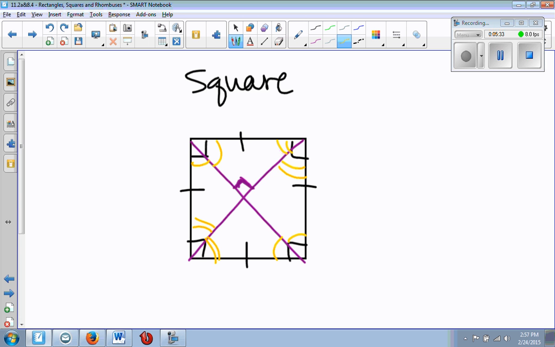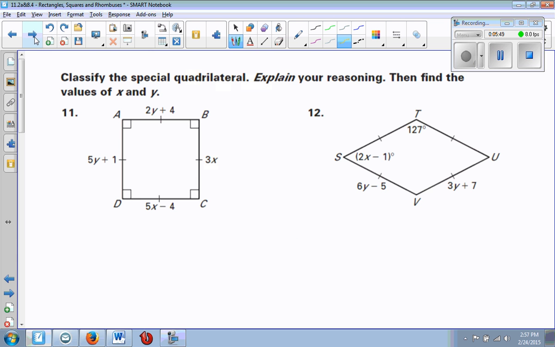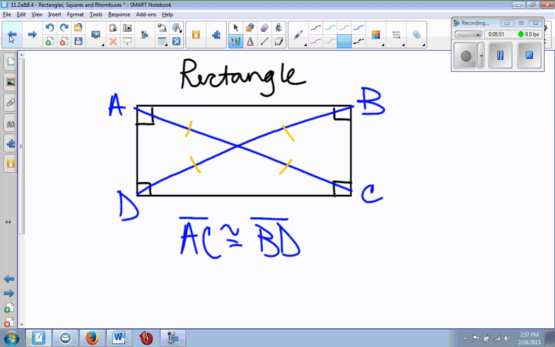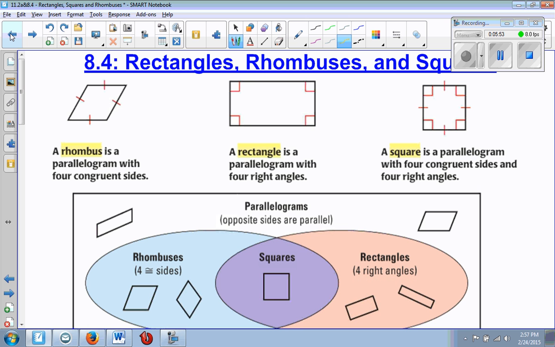So the square has all of the properties that we've talked about. So if there's a property that we've talked about so far in this unit, a square has that property. So what we're going to do then is we're going to look at some problems, and we are going to use the properties that I just said, and we're going to answer some questions.